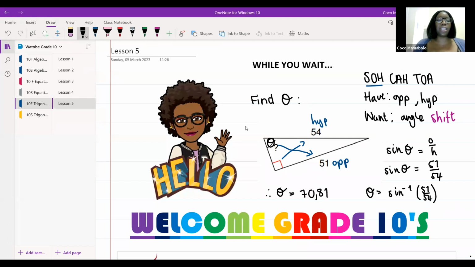We're looking at 70.81. And because it's an angle, we need to remember that angles are measured in degrees.